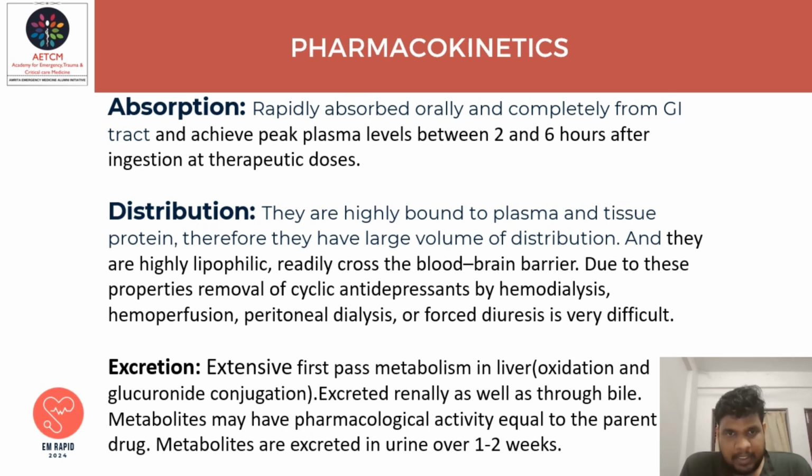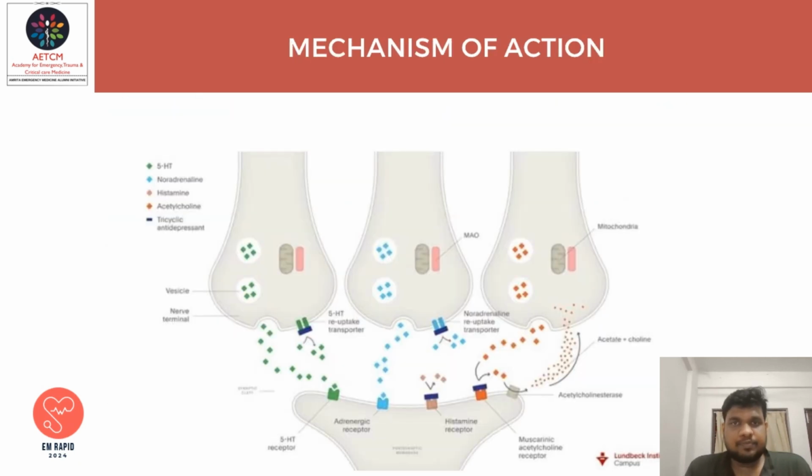Coming to excretion, there is extensive first-pass metabolism in the liver by oxidation and conjugation, and they are excreted renally as well as through bile. Metabolites may have pharmacological activity equal to the parent drug. Metabolites are excreted in urine over 1 to 2 weeks.